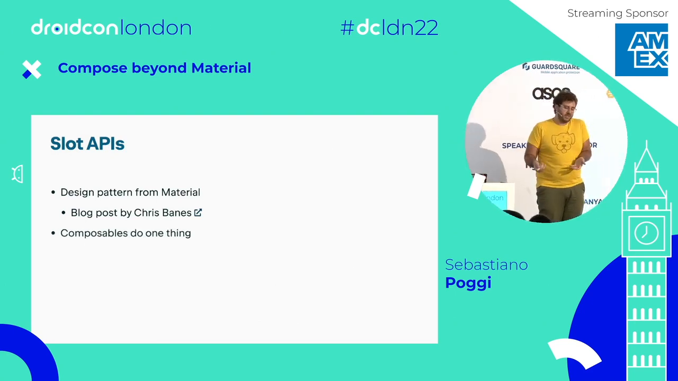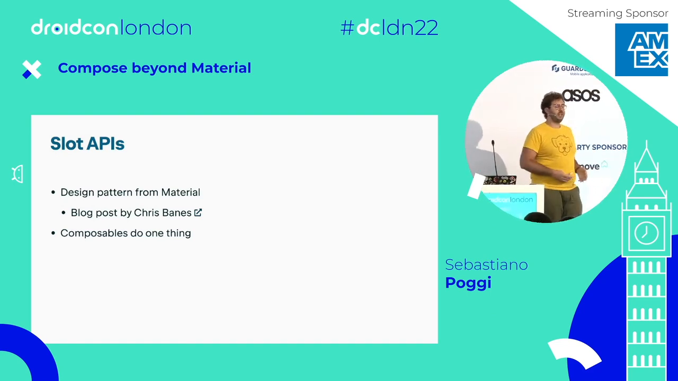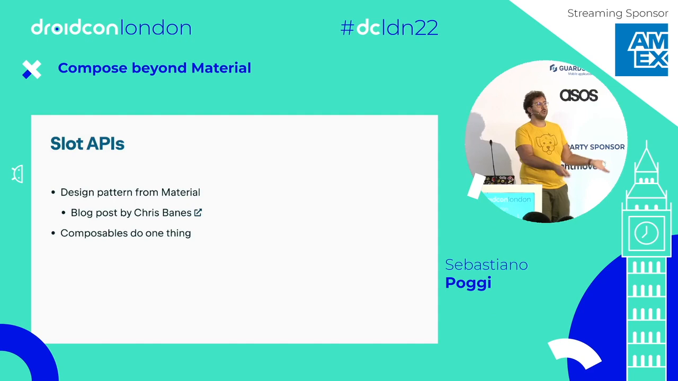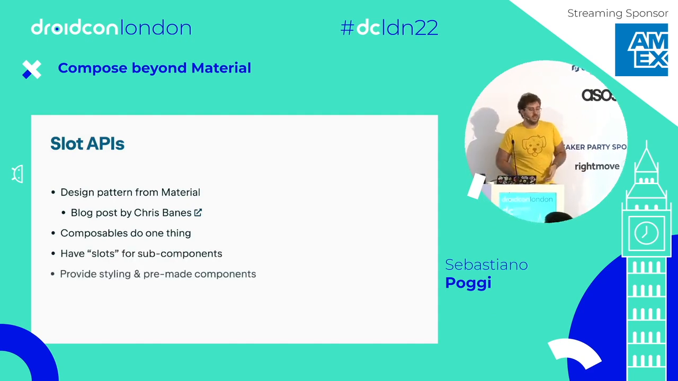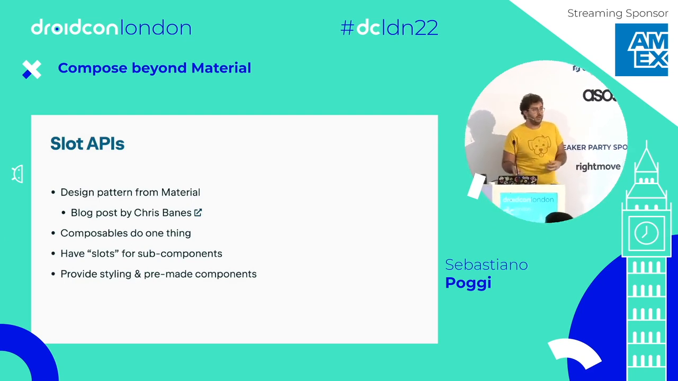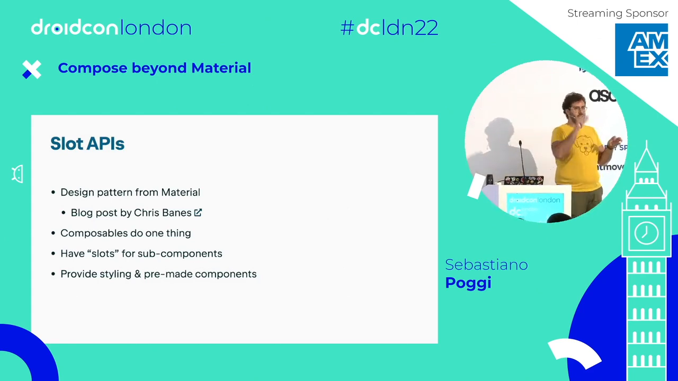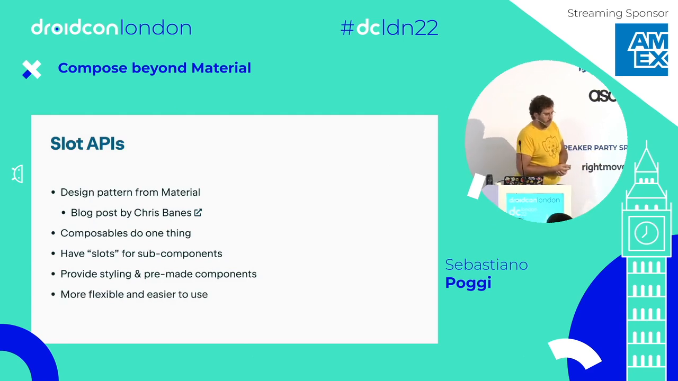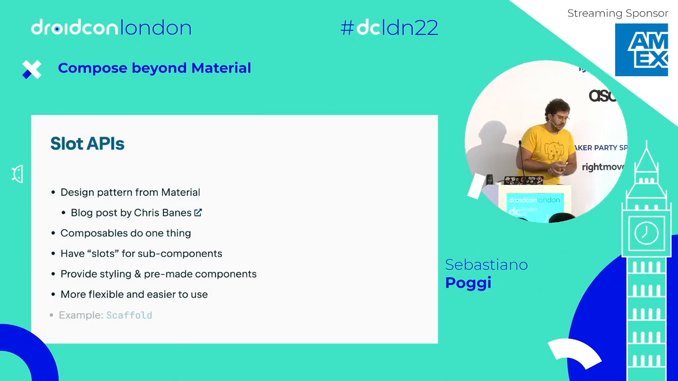The basic idea is pretty simple. The idea is that your composable should only do one thing and should delegate all the extra stuff to other composables that your user will provide to you. You have slots for the subcomponents. You just have a place where things will go into. And if you're creating your own design system, you probably want to provide the styling and the components, the default implementation of a component, so that your user can easily get the bits they need. It's more flexible and easier to use than having implemented a different way.